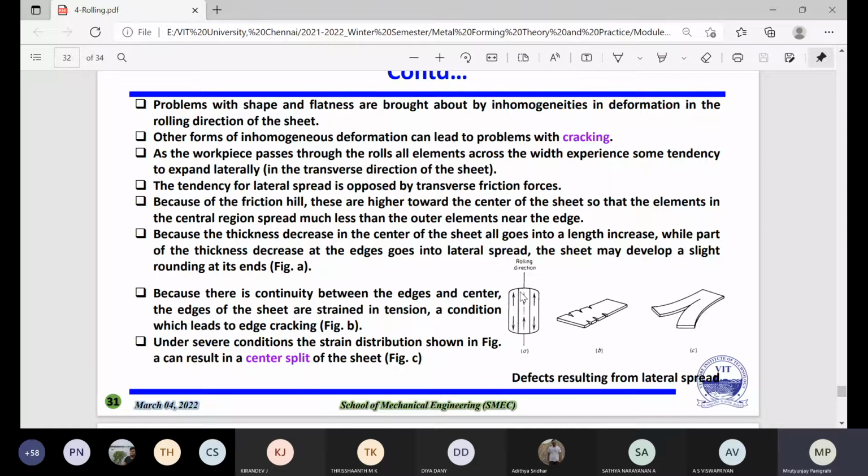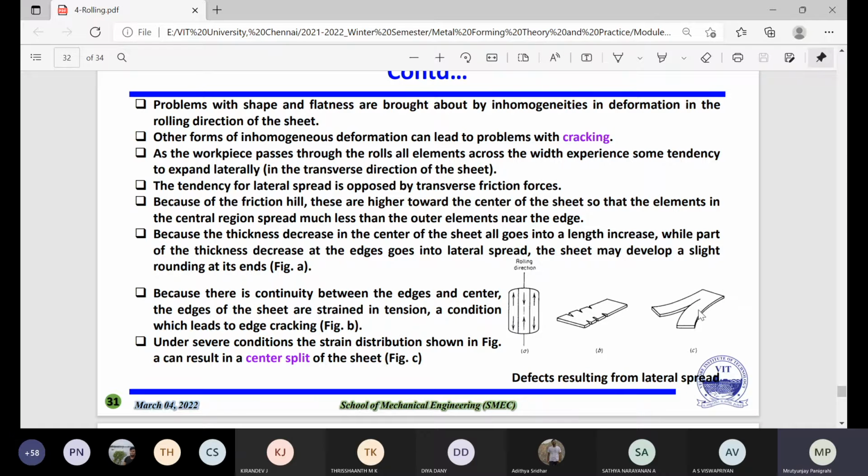The moment you have this kind of imbalanced structure, where somewhere it is trying to make tension and somewhere it is trying to make compression, then you will find some edge cracking. Edge cracking, not the center cracking, because center cracking we have discussed in the previous slide already. Under severe conditions, the strain distribution shown in figure A can result in a center split. So when you have a lot of cracks and you apply the severe or extra conditions, then you find the center split.